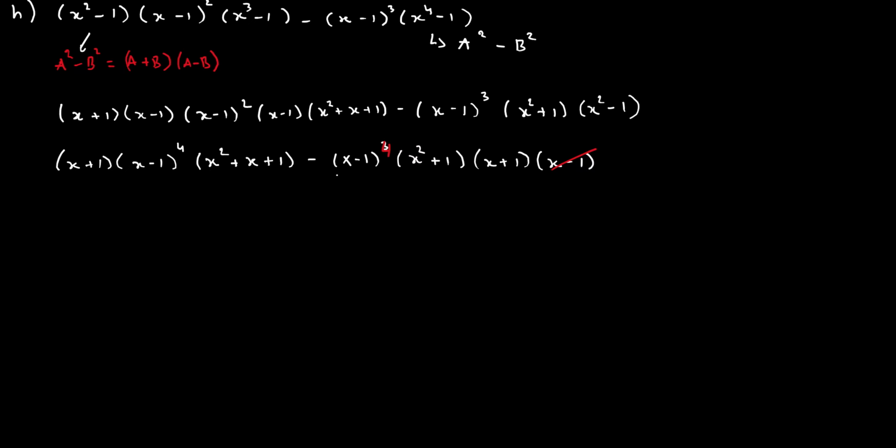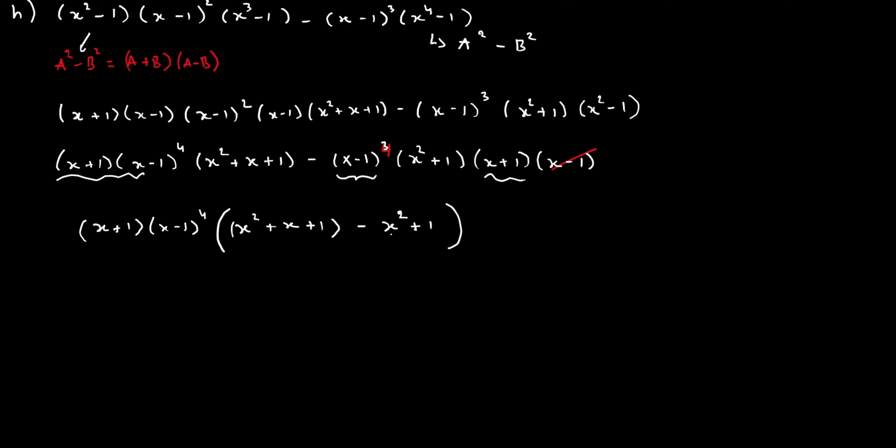So they share in common this part and this part, as you see, they both have the same things over there, so we can rewrite it as x plus 1 times x minus 1 to the power of 4 times, let's write bigger brackets, x squared plus x plus 1 minus the things we didn't cancel out, which is x squared plus 1. And then, of course, you're allowed to simplify this even further, and now you can just work it out as an addition over here. And then you will see it will become even simpler. I'll let you do that, and I'll give you the answer in a couple of seconds.